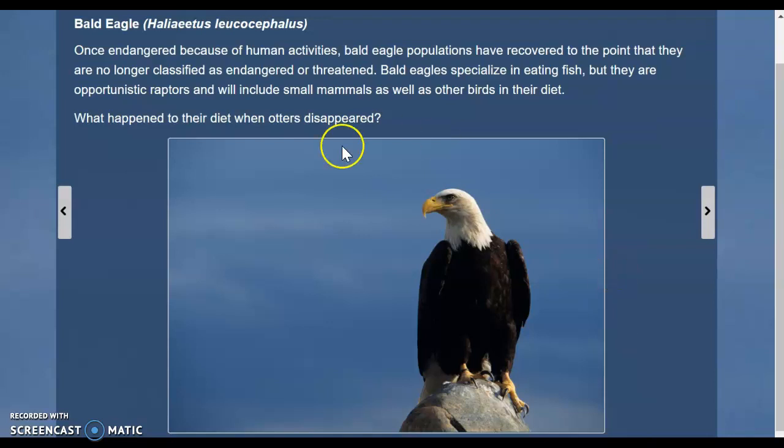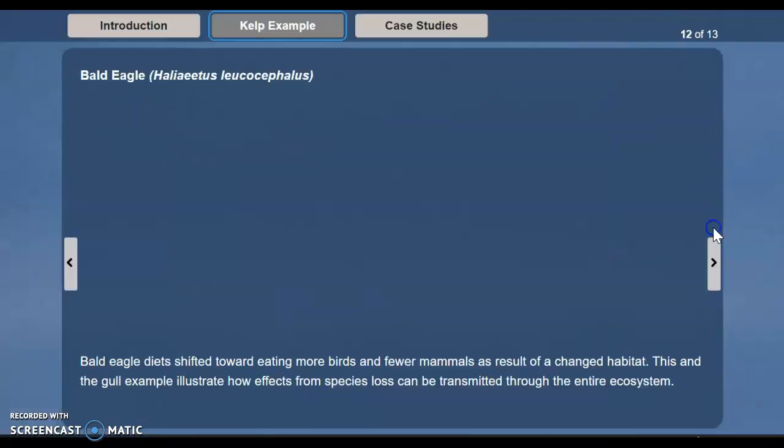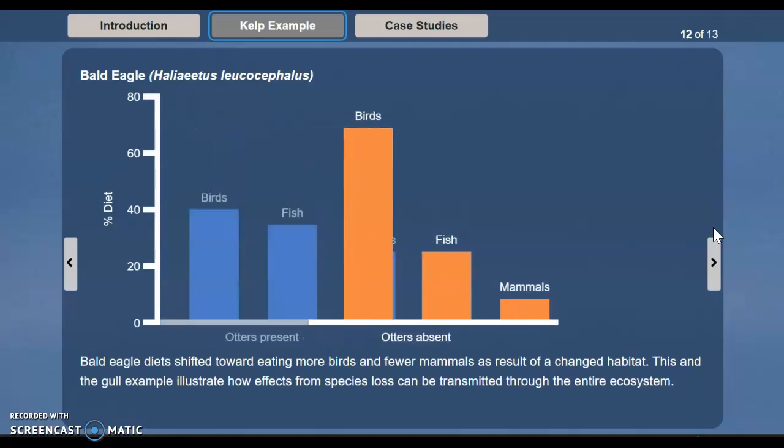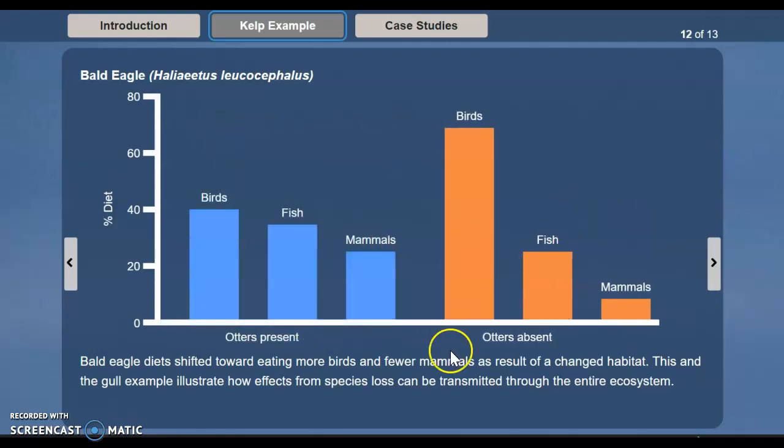So let's see the bald eagle. What happened to their diet when the otters disappeared? So with otters present, 40% birds, 35% fish, 25% mammals. They had to shift their diet to eating more birds and fewer mammals as a result of the change in the habitat.